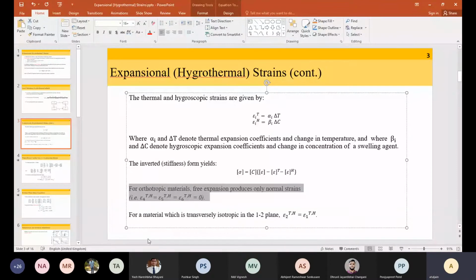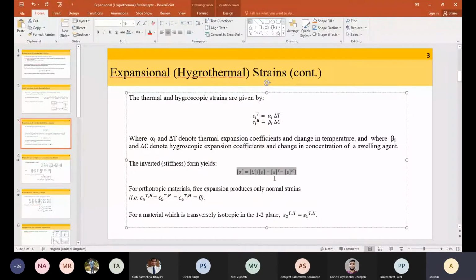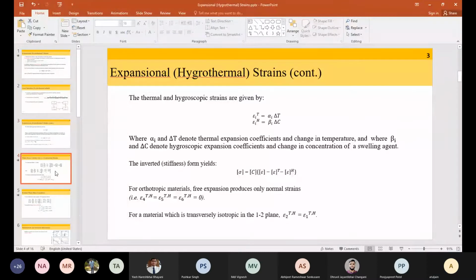This fact that has been highlighted is only true if you choose the coordinate axis system coincident with the axis system where the material is orthotropic. If you want to do some coordinate transformation, then you can also have some shear strains. So now let us look at this relationship and try to explore further.